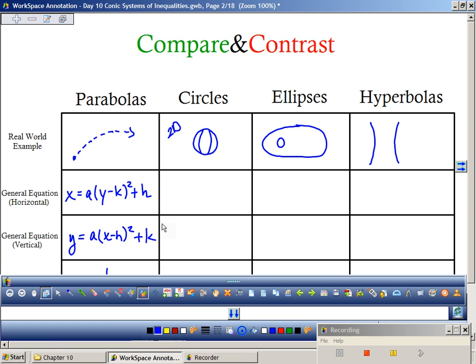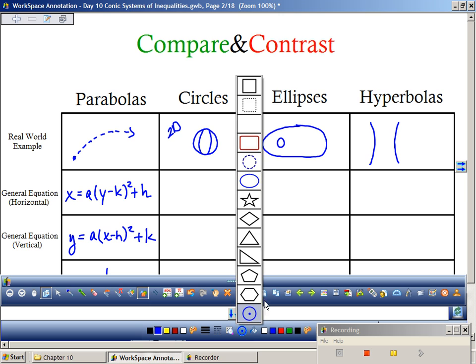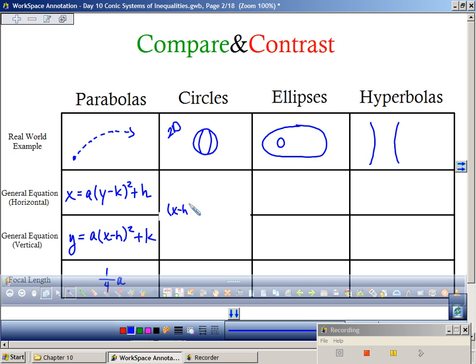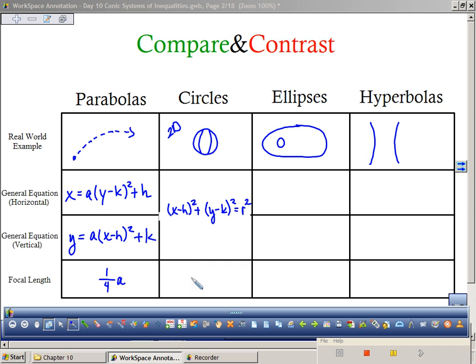I'm going to go ahead and just draw myself a little line there because it's just x minus h squared plus y minus k squared equals r squared. Good. And the focal length?